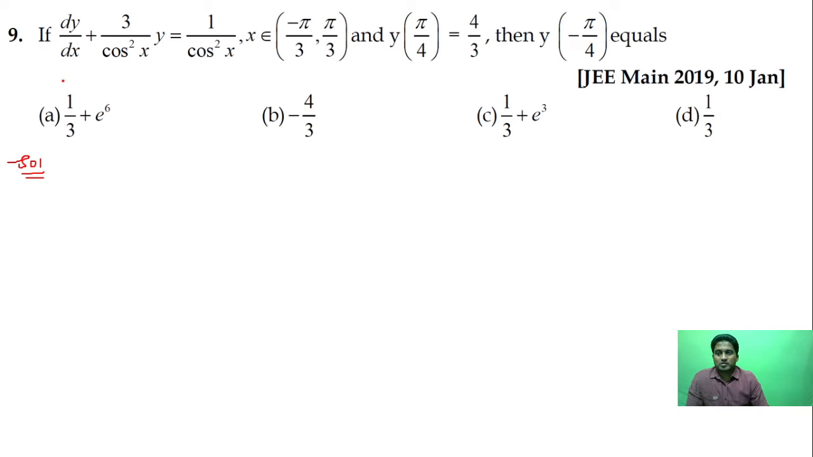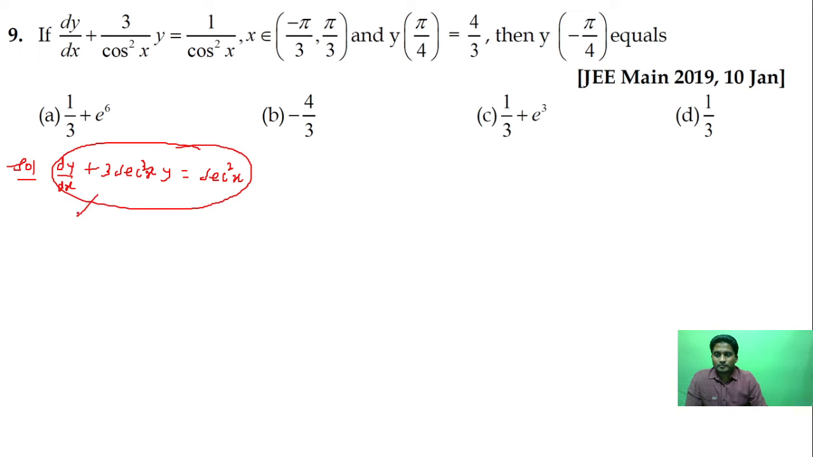If you multiply by cos square throughout, why? Because 1 by cos is sec, right? So it's already in standard form, guys. So this is dy by dx plus 3 sec square x into y is equal to sec square x. This is of the form dy by dx plus Py equal to Q, where P is equal to 3 sec square x and Q is equal to sec square x.